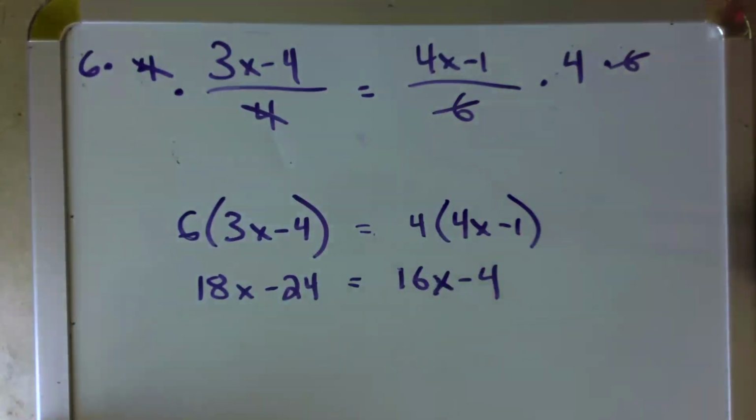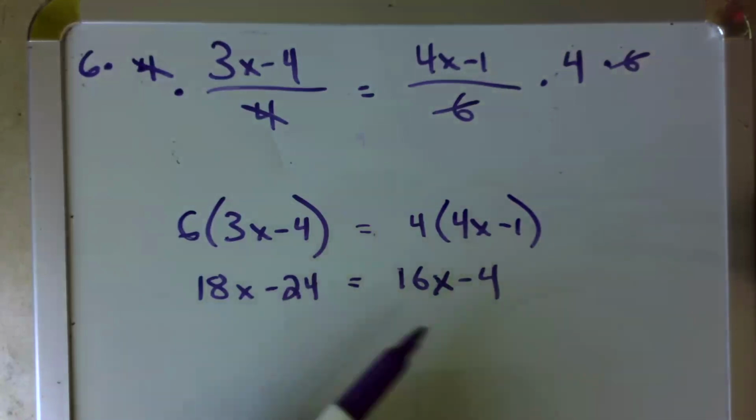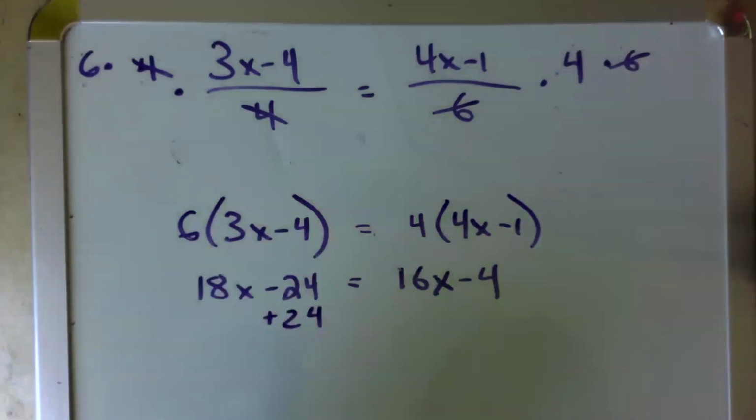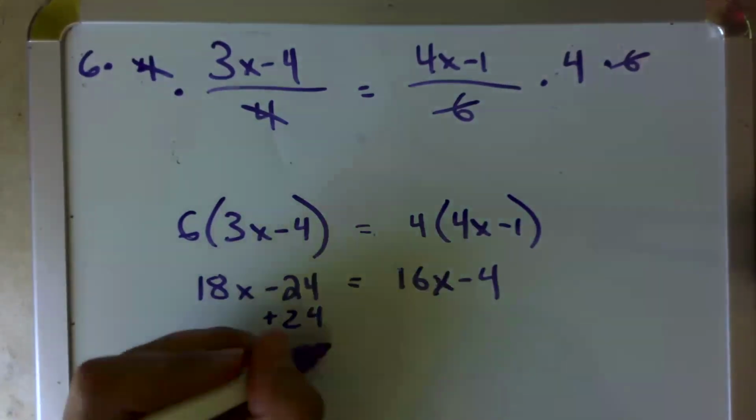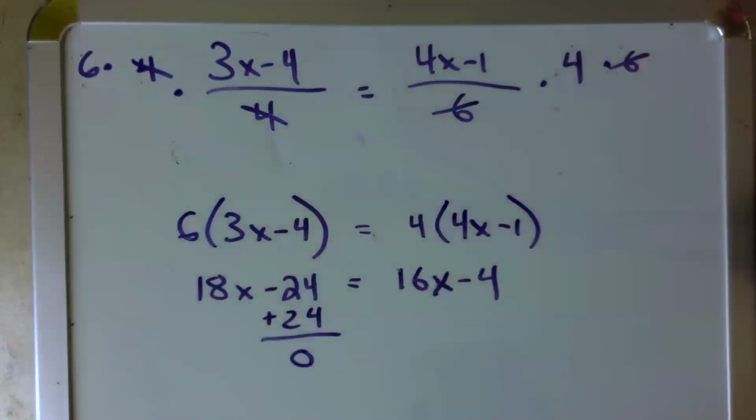Now that we're here, our next step is to consolidate like terms. That means I'm going to bring all of my x's to one side of the equation and all of my numbers to the other, doing what's called inverse operations. What that looks like is this. If I would like to move my numbers over here, this 24 is being subtracted. So to get rid of it on this side, I do the inverse operation. The opposite of subtraction is addition, leaving me with a big fat 0 over there.